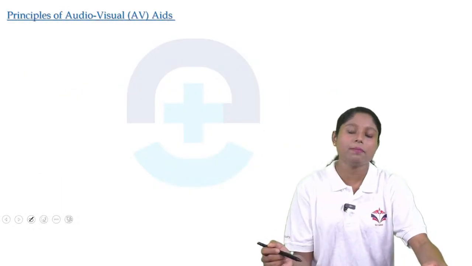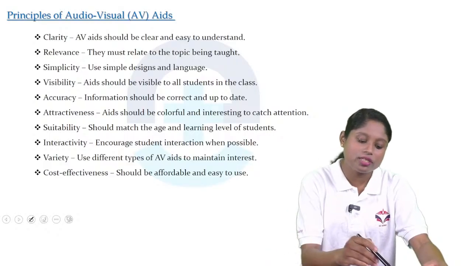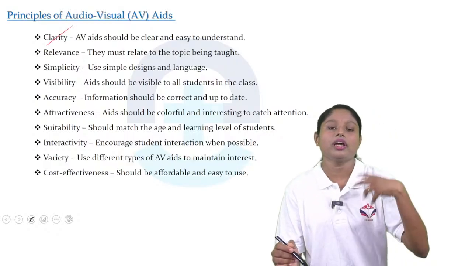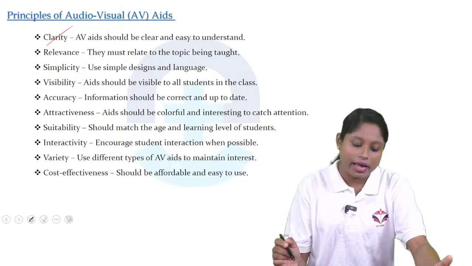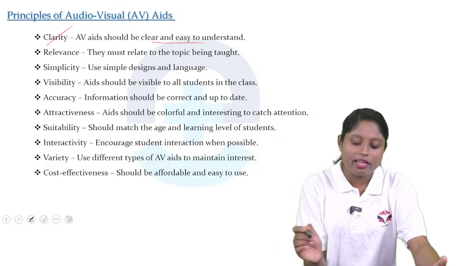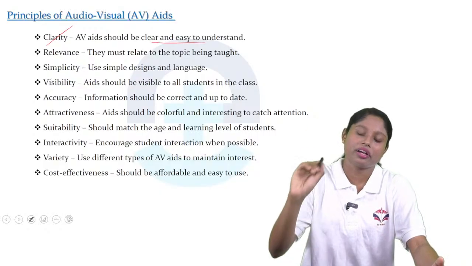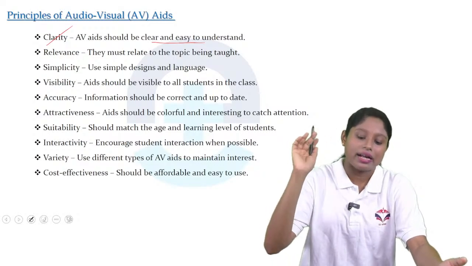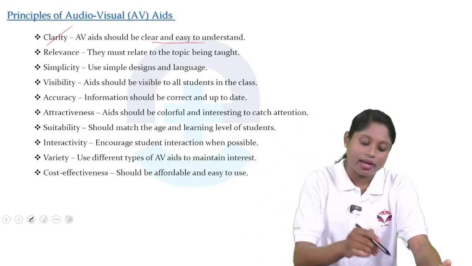Now coming to the principles of audiovisual aids. What are the principles? It should be clarity. So the teacher who is making an AV aid should have clarity. AV should be clear and easy to understand. So some points you are writing in the chart. It should be clear and easy to understand. Relevance.